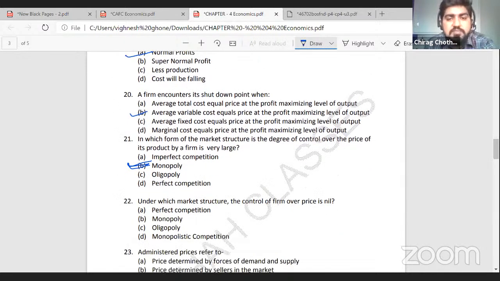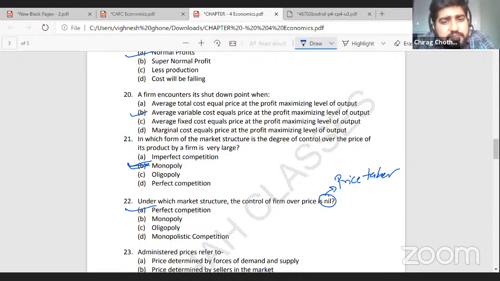Next one, under which market structure is the control of the firm over price nil? When is it nil? In case of a price taker, when you cannot influence the price. Price taker means which market? Perfect competition. You need not even look at B, C, and D. A is 100% correct. Simple.